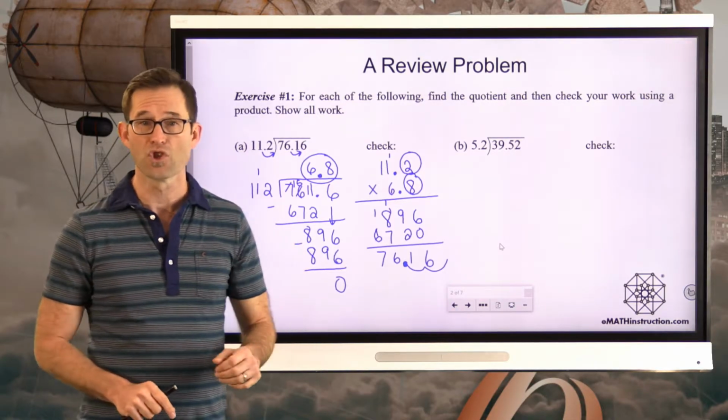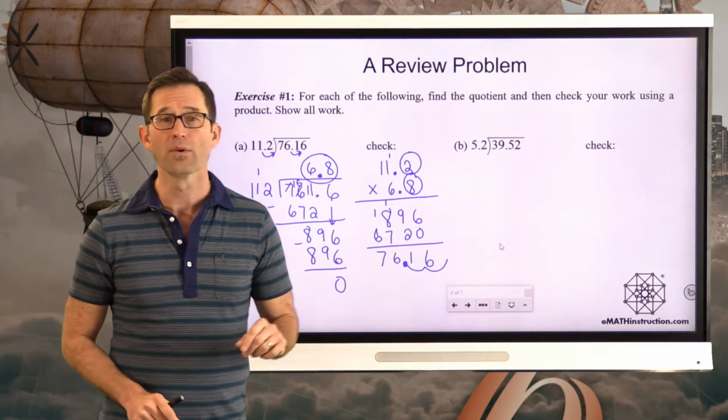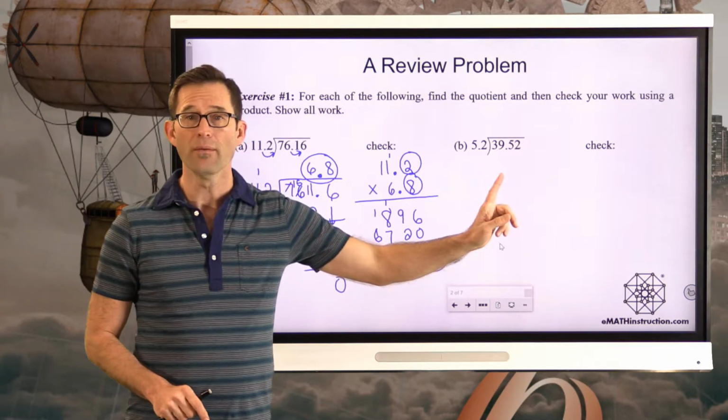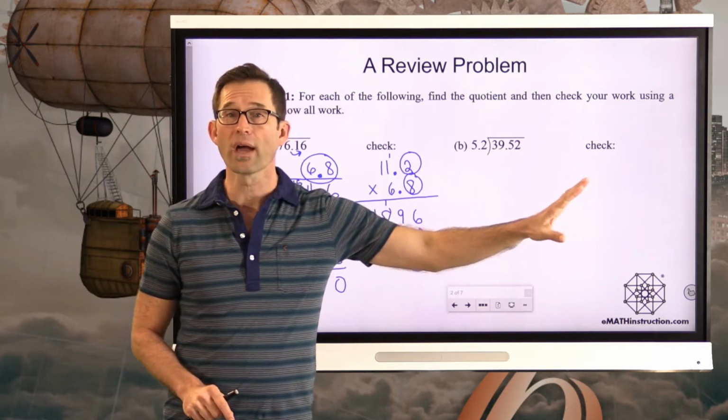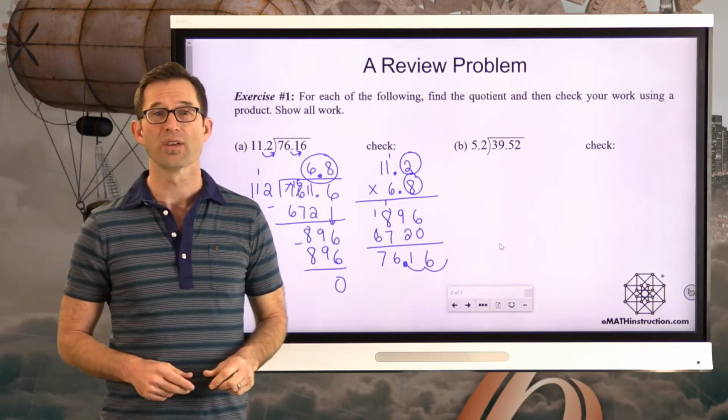And that's helpful then to check to make sure our quotients worked out the way they should have. What I'd like you to do now is pause the video, try to find the quotient in letter B, and then also try to do the check to make sure it's correct. Pause the video now and see what you get.